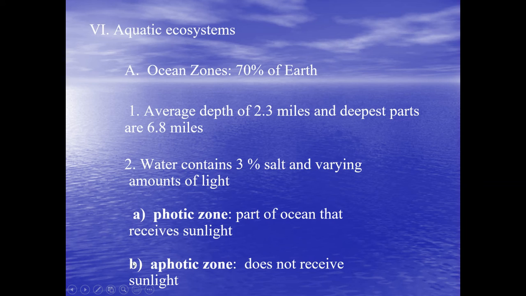Aphotic zone, put the A in front. It means where it doesn't receive sunlight. So when we get so deep, the light cannot get through all of that water. So there are still things that live there, but they're not going to be able to do photosynthesis because they do not have sunlight.